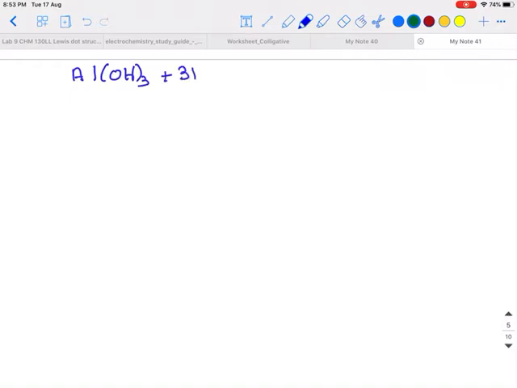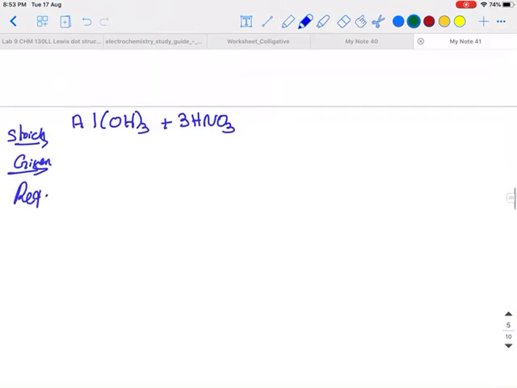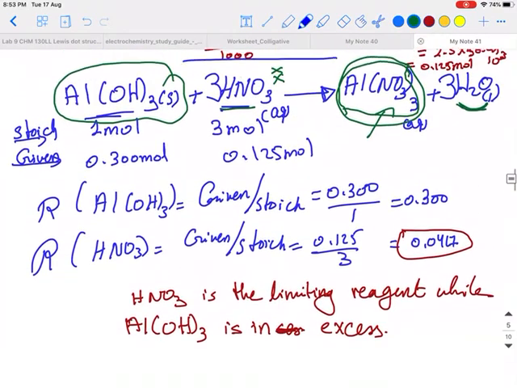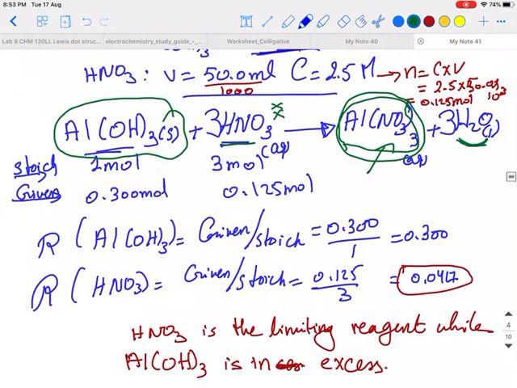I will take from the equation aluminium hydroxide and 3HNO3. The one that I will find is the mass of aluminium hydroxide reacted. I will use the limiting reagent to find the mass of aluminium hydroxide reacted. The first line according to stoich, and the second given and required. This is why it was very important to check which is excess and which is limiting.